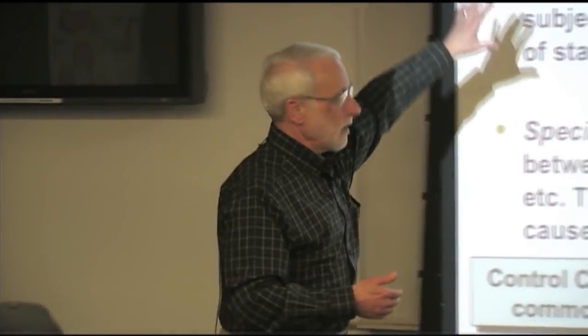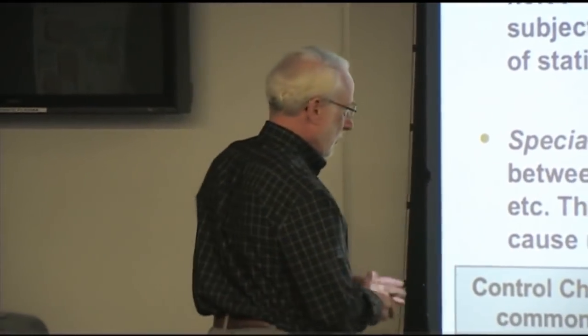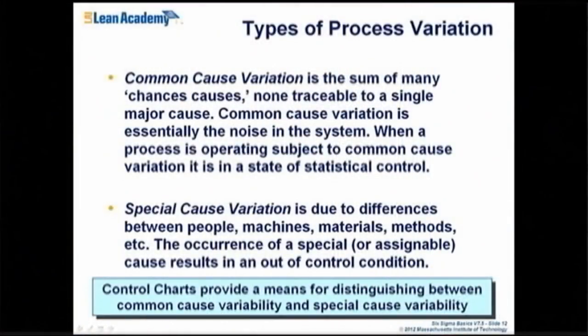To get our common cause variation down, we're going to have to do something different. We're going to have to be much more careful about how we fill the cups. We might have to have more careful procedures. But the special cause variation we want to drive out of the system. And the control charts give you a way to quickly see the differences between these two.